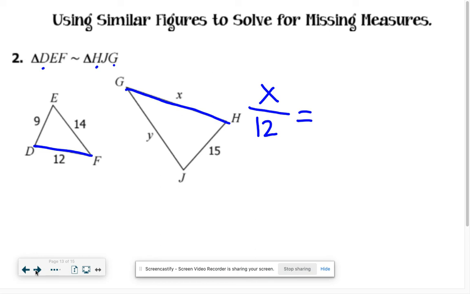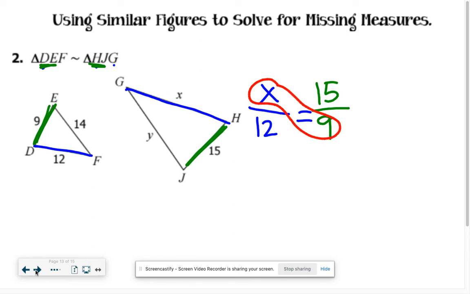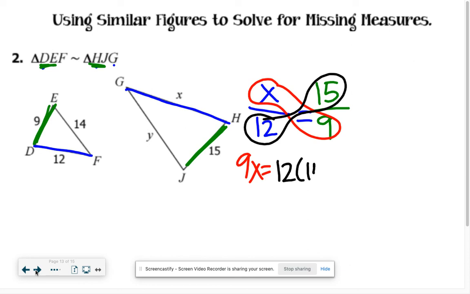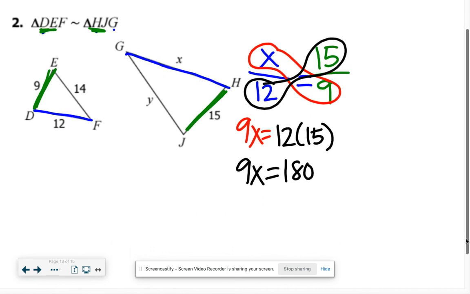Okay, now what side do we have to use? Y or 15? 15. We have to use 15 because we don't know what Y is yet. So 15 over, now what does 15 match? Or JH? 9. Now we solve. Do you guys get 20? Yeah.